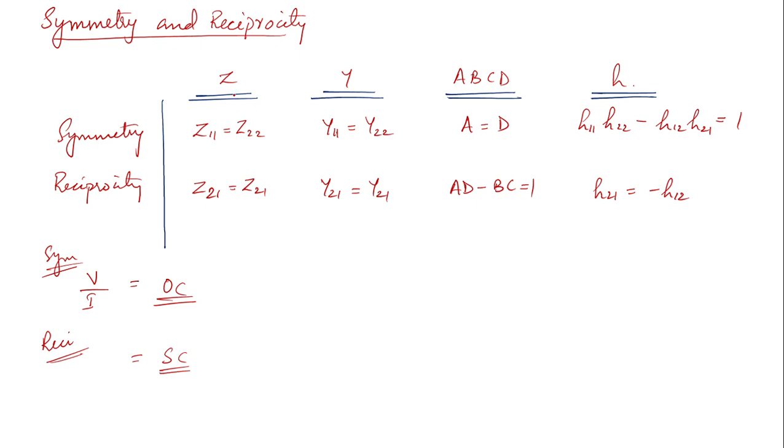You can see all the conditions for the Z parameter: Z11 equal to Z22 is for symmetry, and for reciprocity Z21 equal to Z12. Sorry, this is Z12, not 21. And so on. Here also it is Y12, not Y21. That is my mistake. Sorry. So these are the symmetry and reciprocity conditions. Now we can derive any one of these conditions, and the remaining you can do on your own. If you understand one concept, you will be able to obtain the remaining.